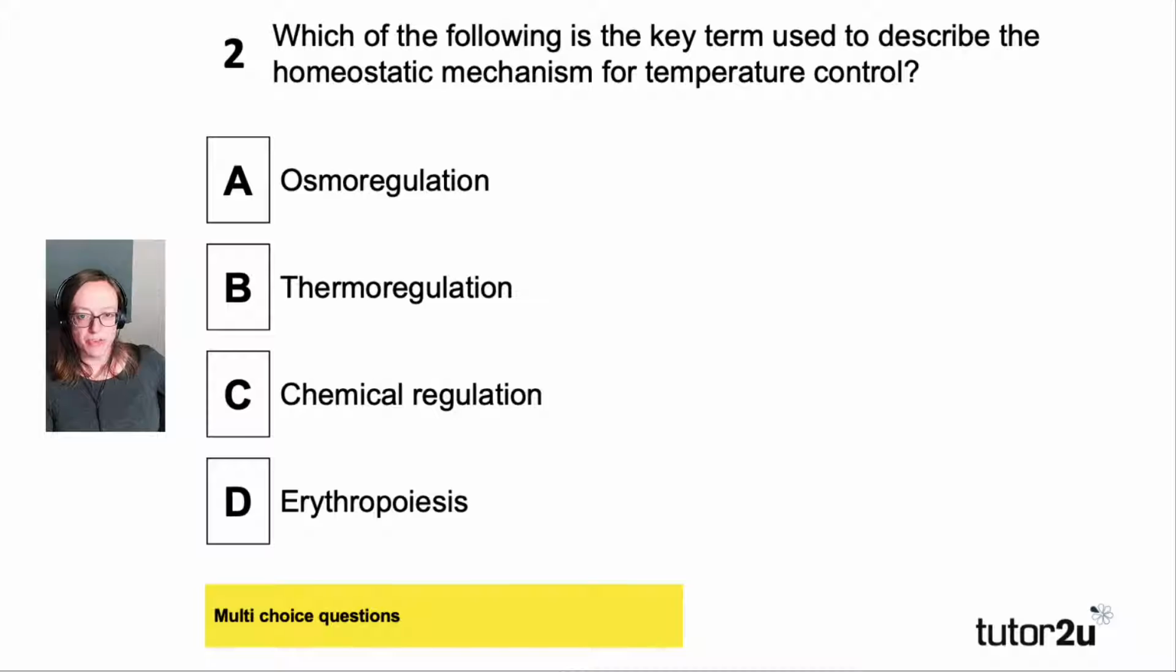Number two, which of the following is the key term used to describe the homeostatic mechanism for temperature control? A, osmoregulation, B, thermoregulation, C, chemical regulation, or D, erythropoiesis? A, B, C or D, guys? Okay, the answers are starting to come through. Try and see who's first. Just give everyone a moment.